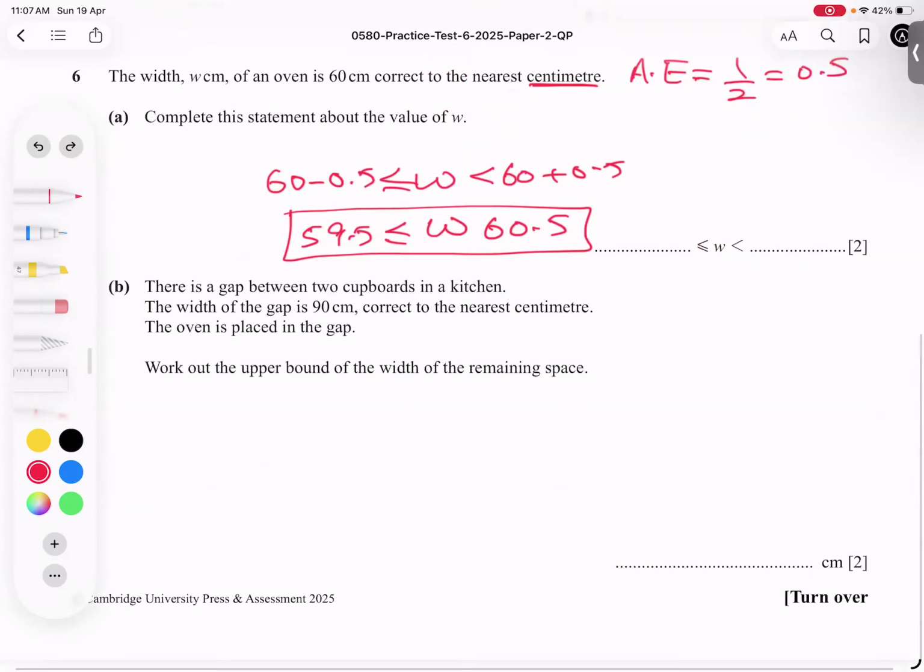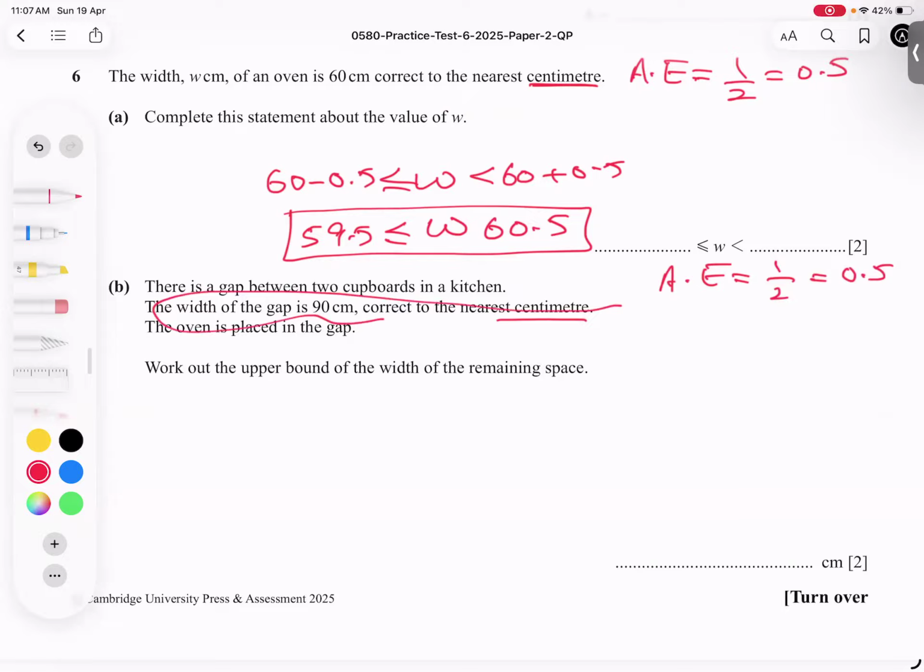Next part is a little tricky. This is a gap between two cupboards in the kitchen. The width of the gap is 90 centimeters, to the nearest centimeter. Nearest centimeter means again, I will take 1 centimeter, divided by 2 always, I get plus and minus 0.5. So how to get the upper and lower boundary of the gap? G for gap, and I can say 90 plus 0.5 and 90 minus 0.5. So the highest gap is 90.5, and here I got the lowest, 89.5.